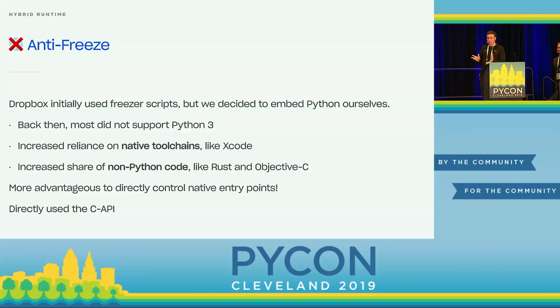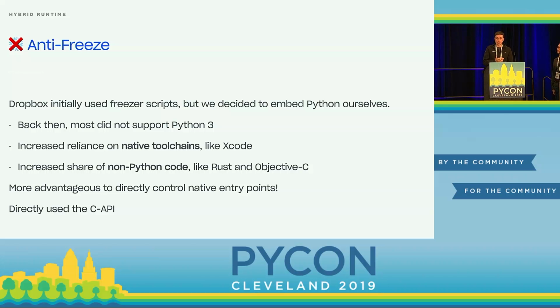So why would we want to do this? Well, first, in the beginning, Python 3 support was not very widespread in the freezer tools. PyInstaller at the time didn't support it, though it does now, shout out. Second, we rely quite a bit on native toolchains now. As you can imagine, Dropbox integrates pretty deeply with each operating system. If you take Mac as an example, there are some features on macOS that require you to use Xcode to take advantage of them. But since the freezers hide all of that from you, it can become difficult to tap into those features, and some of them were very important to us.